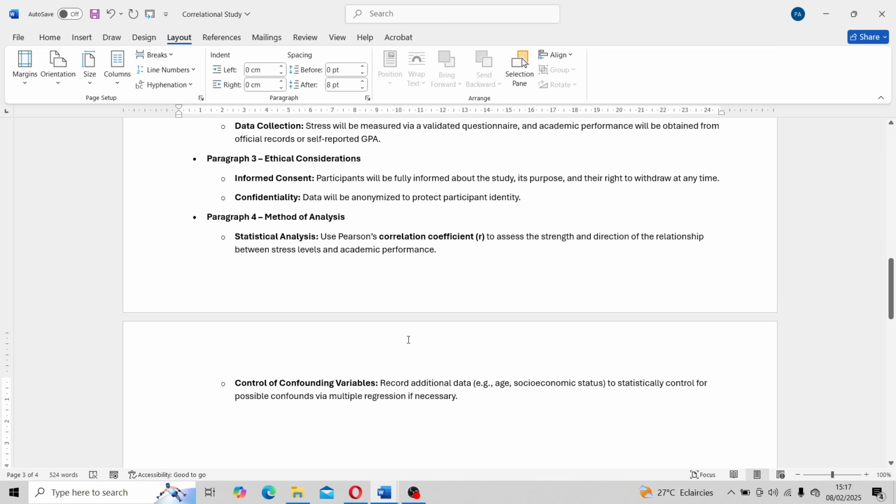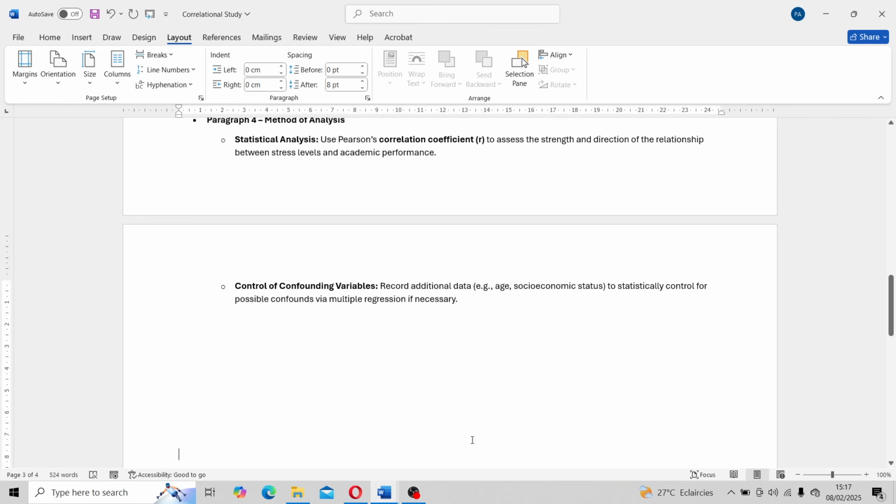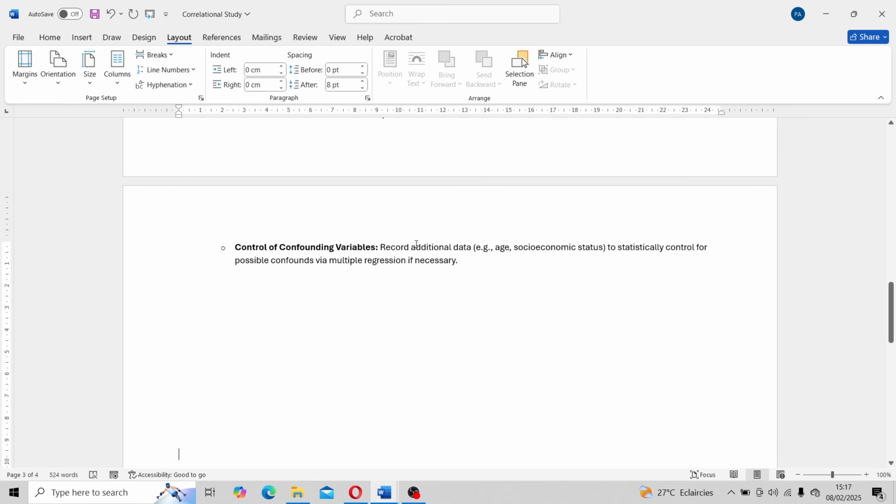Now, control of confounding variables: record additional data, e.g. age, social factors, to statistically control for possible confounding variables. So this is not really necessary anyway.